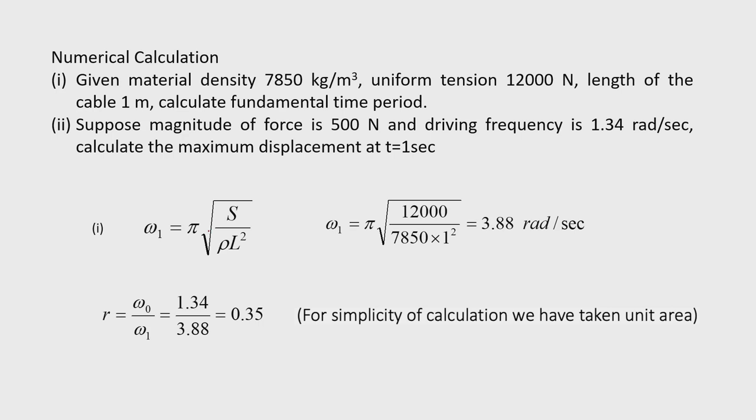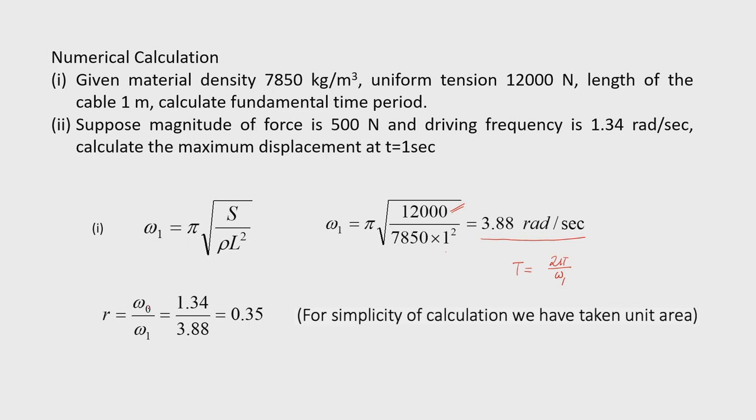So omega 1, if I take n is equal to 1, then omega 1 is equal to pi root over s by rho l square. So substituting s, the uniform tension, as 12000 newton and rho as 7850 kg per meter cube, length is 1, so 1 square, it becomes 3.88 radian per second. So the time period will be 2 pi by omega 1. If you substitute omega 1 here, you can calculate the fundamental time period.